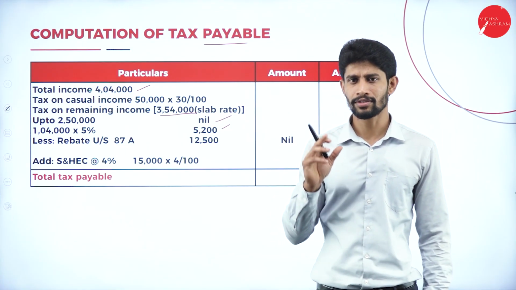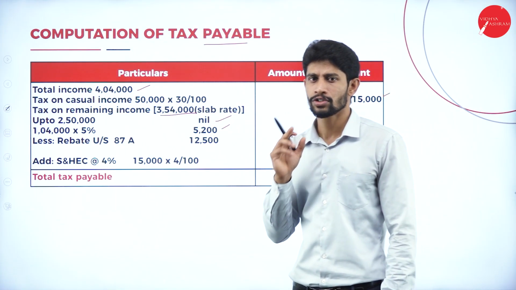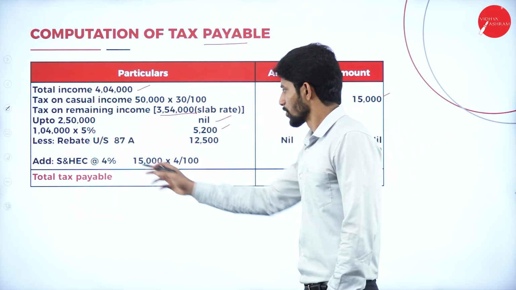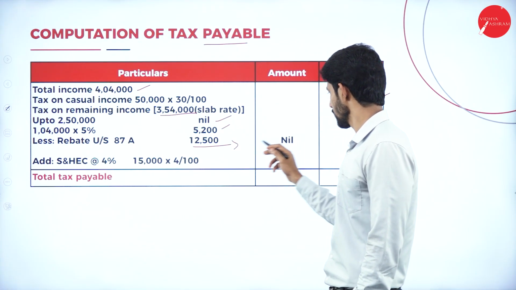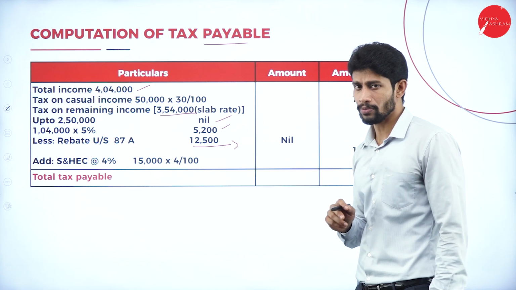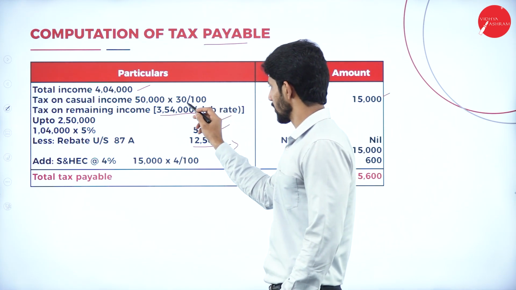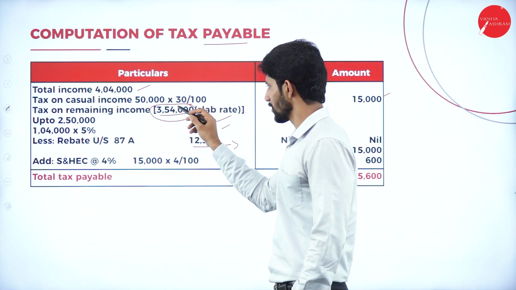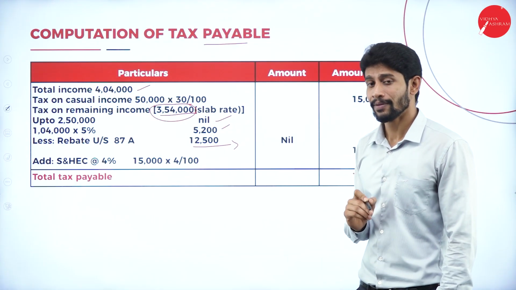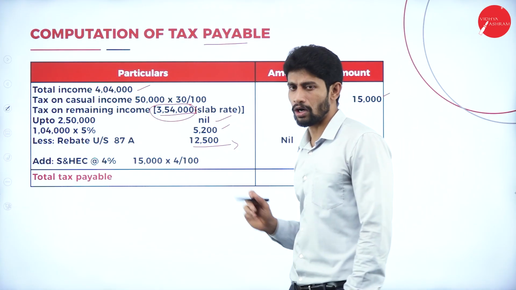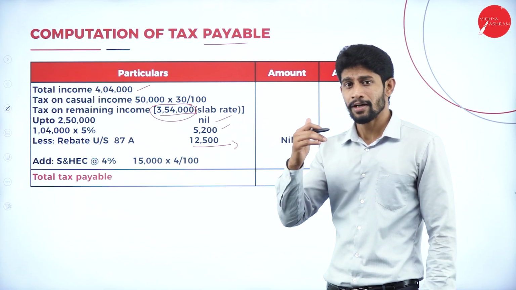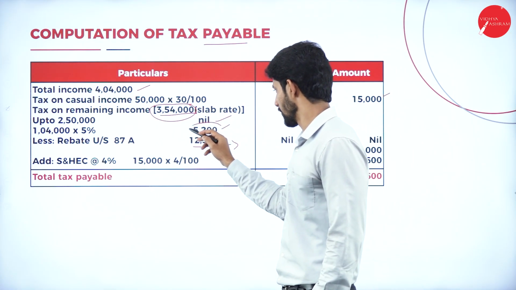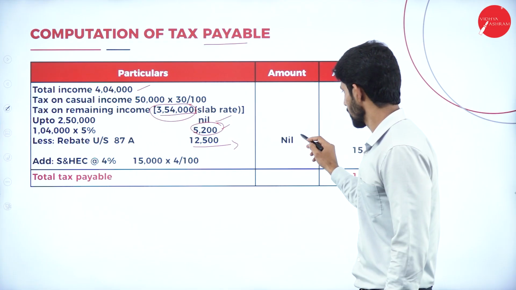So the amount is fixed. Rebate amount is fixed, 12,500. So less rebate under section 87A, 12,500. Then here the taxable value comes to nil because here the income is less than 5,00,000. If this income is less than 5,00,000, then he is eligible to take the rebate of 12,500. So now the rebate is more than the tax payable under slab rate. So that is why it is nil.